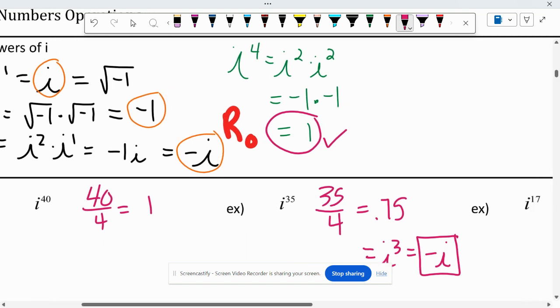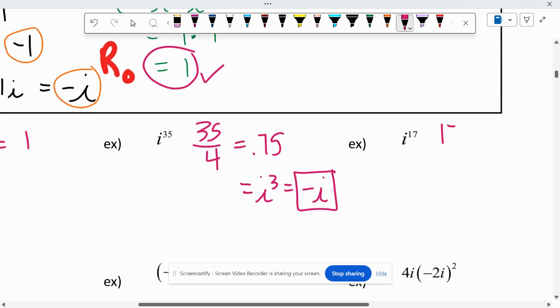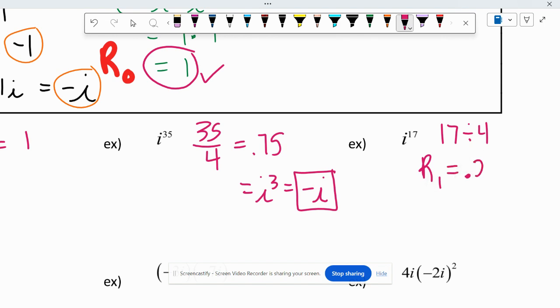Okay, what about i to the 17th? When I take that and put it in my calculator, what remainder do I get? What is 17 divided by 4? Yeah, remainder 1 or 0.25.